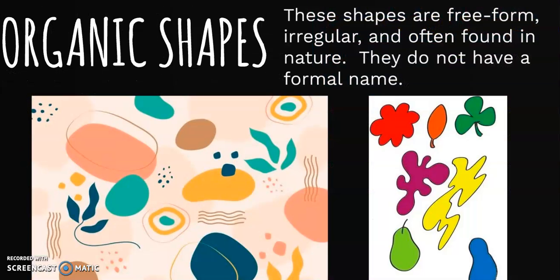Now, organic shapes are new to you. These shapes are free-form, irregular, and often found in nature. They do not have a formal name. So when I look at all the shapes on here, they're not even, they're not completely round, they don't have a lot of pointed edges, and they're not symmetrical. They're not exactly the same on both sides. So I could look at some of these shapes and someone might see a blob, someone else might see a leaf. They can be interpreted in different ways, so they don't have a name. These are organic shapes, free-form, irregular shapes that do not have a name.